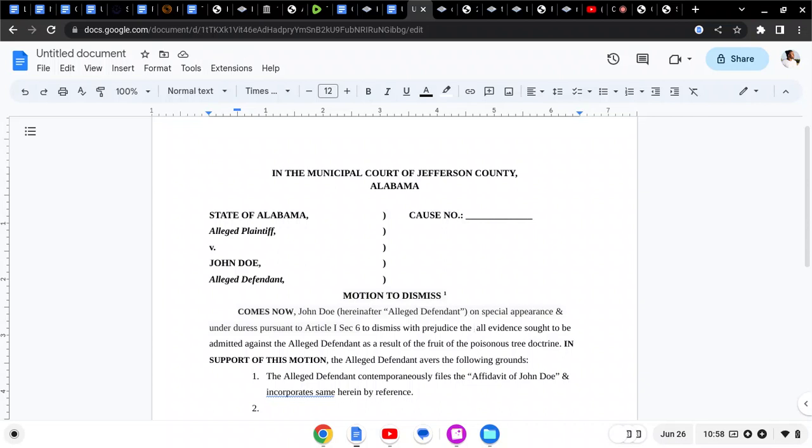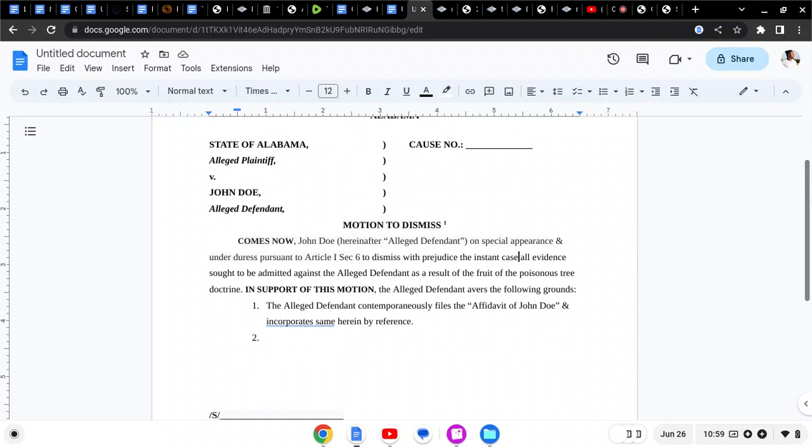The instant case. The instant case. What else are we going to do? Sometimes this stuff might take a little time, y'all, but it's real easy. You can leave this in support of this motion. You can leave that right there. The alleged defendant avers the following. You can leave that right there.